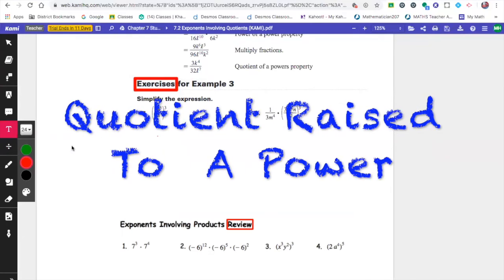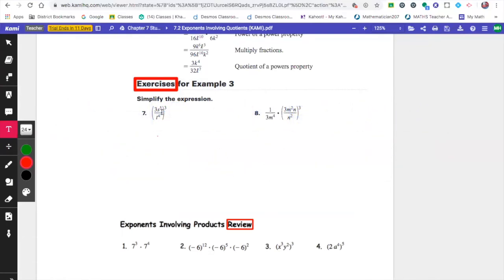We are going to look at number 7. 3 times s to the 5th divided by t to the 4th, all of that being raised to the 3rd power. The first question you need to ask yourself is, how many factors are on the inside of the parentheses? I have a number 3, I have s, and I have t. That is 3 factors that need to be raised to the 3rd power.